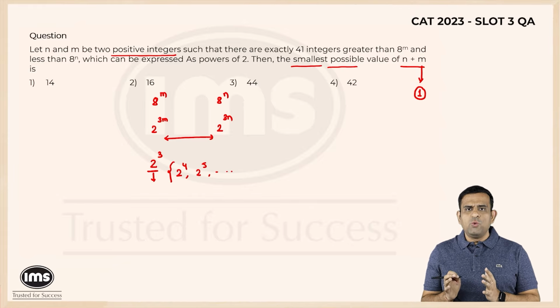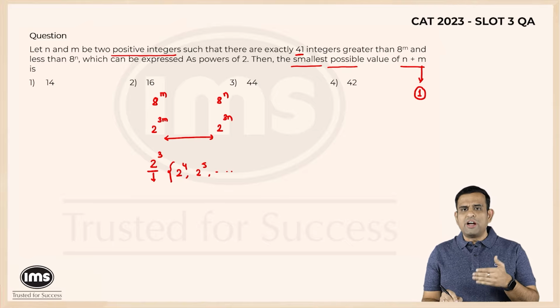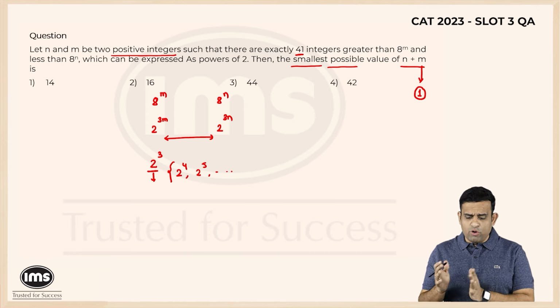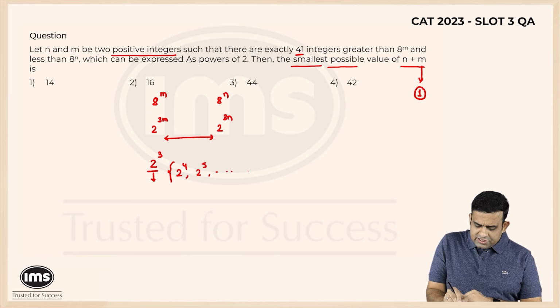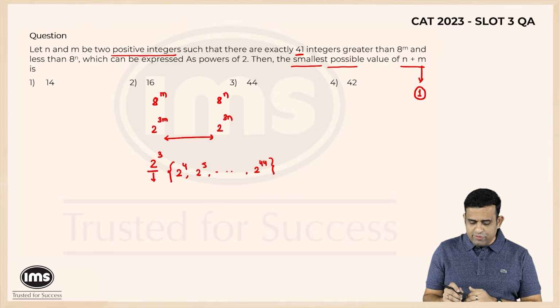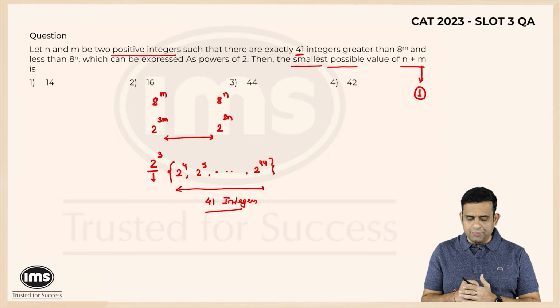And what do I want? I want exactly 41 integers. So starting from 2 power 4, then 2 power 5, then 2 power 6, if I want 41 such integers, this thing should basically stop at 2 power 44. So from 2 power 4, 2 power 5, 2 power 6, all the way up to 2 power 44, one can say we have exactly 41 integers, which are basically in the form of 2 power something.